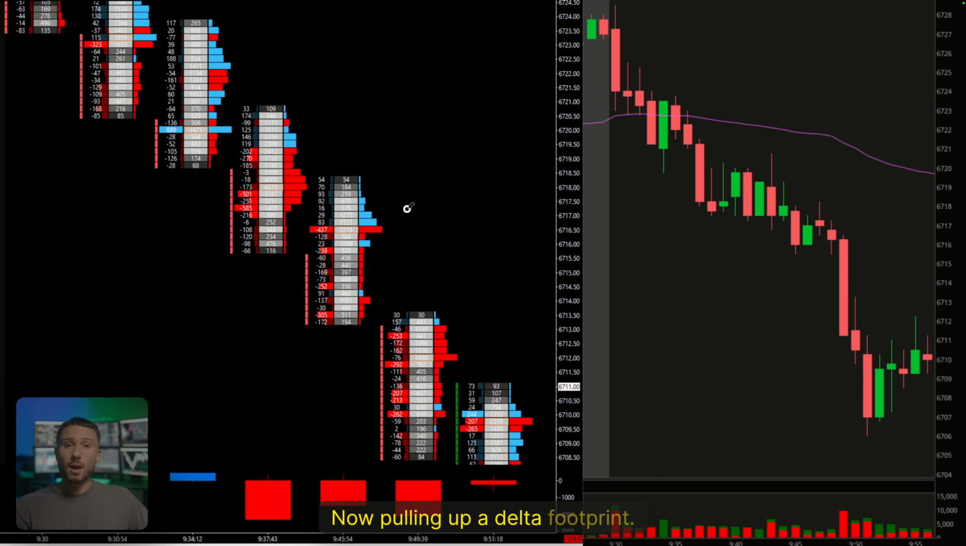Now, pulling up a delta footprint. If any of these concepts or terms may confuse you, I would recommend checking out the order flow series that I have on my YouTube channel. It breaks all this down in simple terms. This essentially is a delta footprint chart, and this shows us the same information.